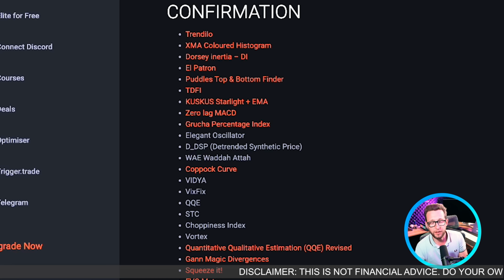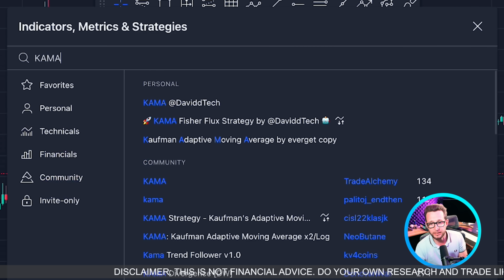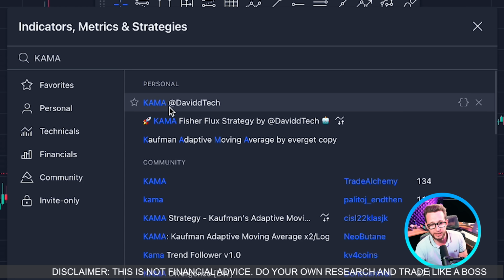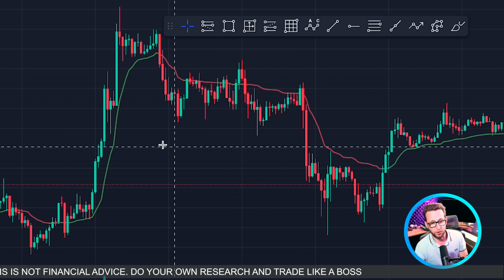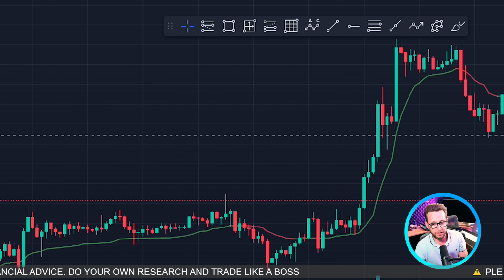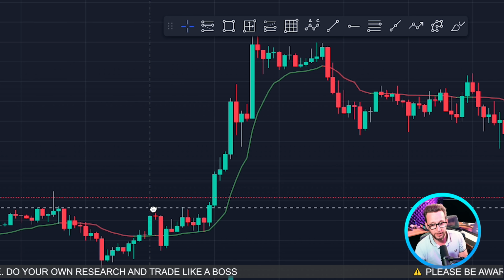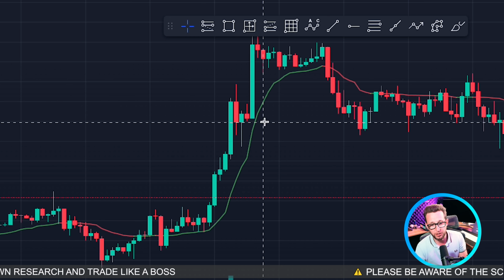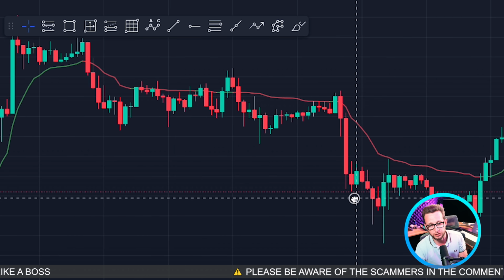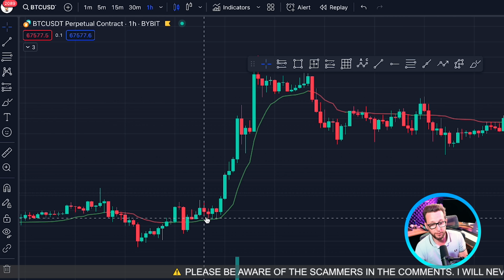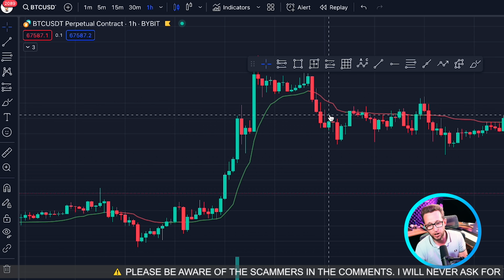Right, once you've clicked on them, you can add them to your favorites and then they'll pop up in your list on TradingView. I already have it here, KAMA by David Tech, which is the Kaufman Adaptive Moving Average. As you can see here, it gives us a green and red line. When price is above it, we're going to be looking for longs, and when price is below this line, we're going to be looking for shorts. We would also expect the line to be green for our long signal and red for our short signal.